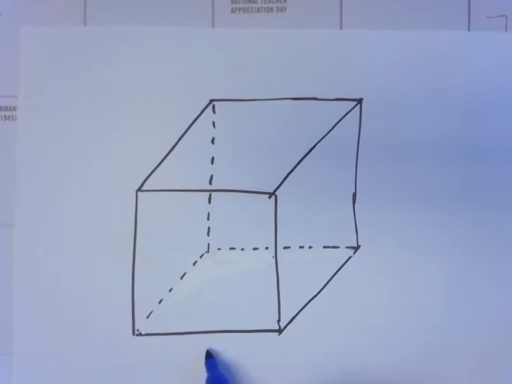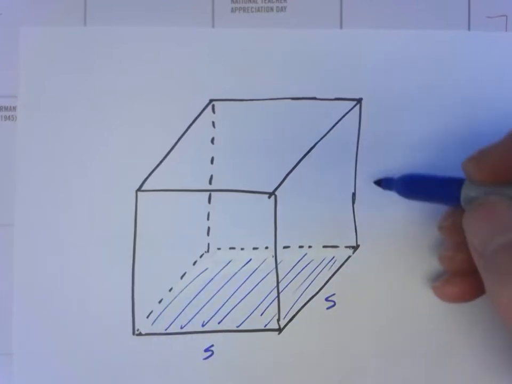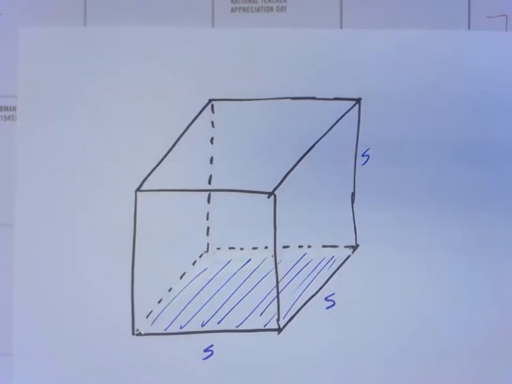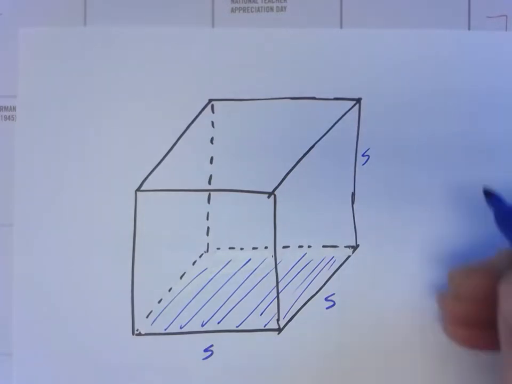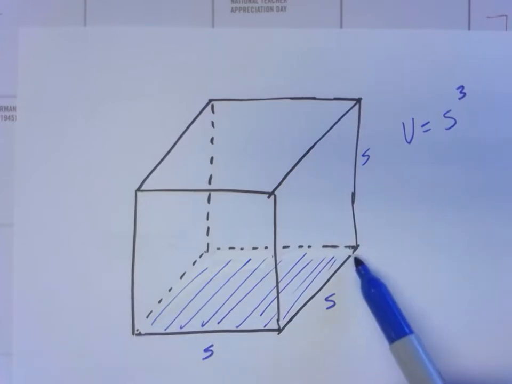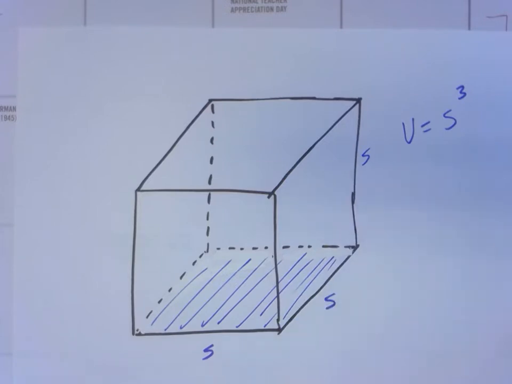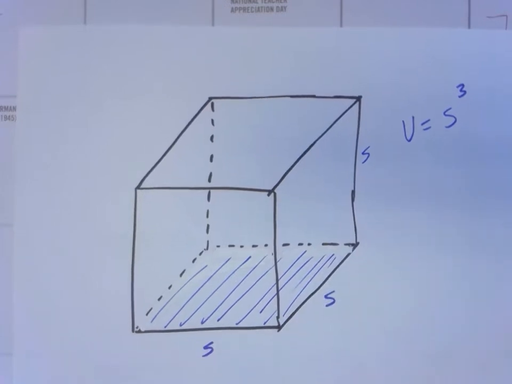We would just take side times side, and that would give us the area of the base. And then we would multiply that by the other side, and that would give us the volume of a cube. So the volume of a cube is the side cubed. I suppose we could say width times length times height, but since in a cube they're all the same thing, we're not going to worry about that too much.